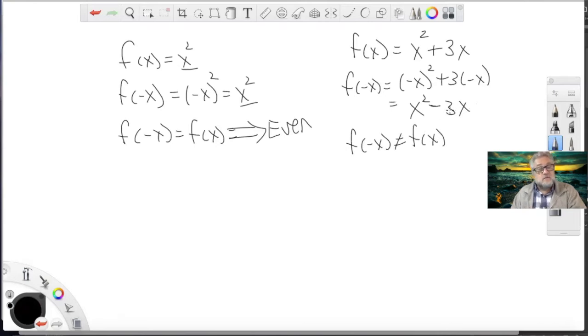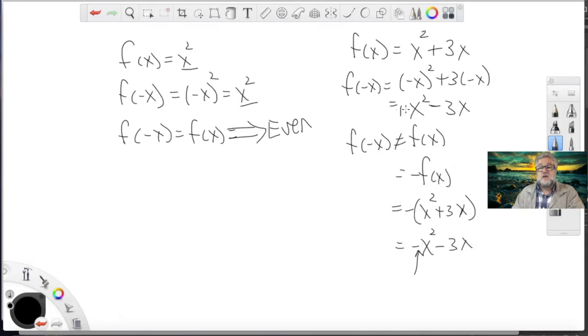It's not even. Is it odd? Did I get minus f of x? Minus f of x would be minus times all of this. And if I distribute the negative sign, that would be minus x squared minus 3x. We didn't get a minus sign here. We got a plus sign here. So this is not even and it's not odd, so it's neither.